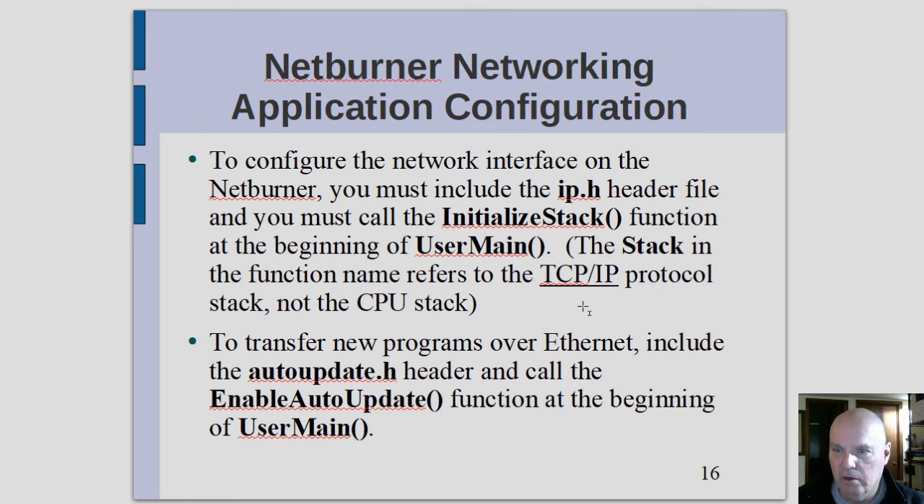The other thing that we want to do is be able to transfer new programs over our Ethernet connection. In order to do that, you'll also have to call another function at the beginning of user main. It's called enable auto update. And to use that, you'll have to include another header file at the beginning of your program as well. So again, if you don't have this part, you'll have to transfer programs over the serial link.